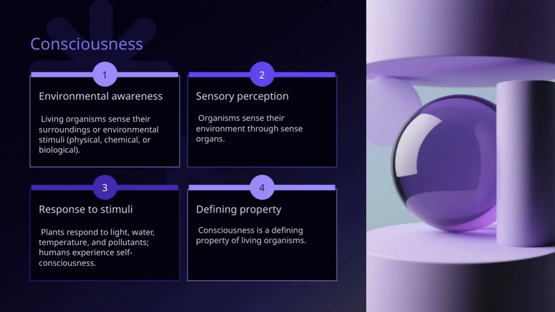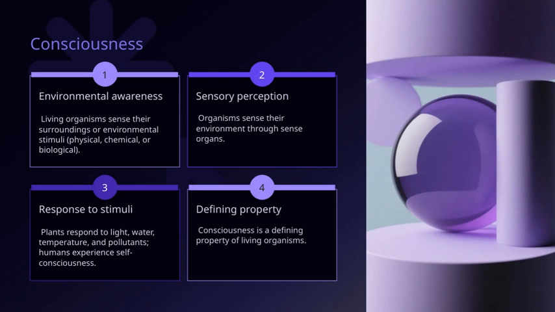Consciousness is really a defining property of living organisms. It sets us apart from inanimate objects and helps us understand what makes life unique. When we talk about defining properties, we're highlighting what makes living things fundamentally different. For example, plants respond to their environment, light, water, temperature, even pollutants, showing they have a way of sensing and reacting. Humans, on the other hand, experience self-consciousness, which is a more complex level of awareness about ourselves and our surroundings.